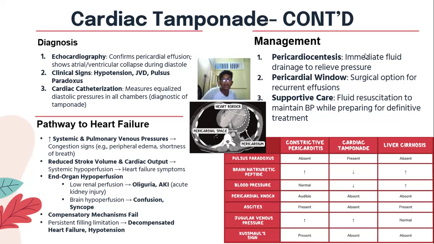Last is compensatory mechanisms fail. Initially, the compensatory mechanisms, including the increased heart rate and peripheral vasoconstriction, are an attempt to maintain tissue perfusion. However, a sustained limitation on diastolic filling eventually overwhelms these responses, leading to hypotension and decompensated heart failure. And you're dead. Anyways, let's get into diagnosis.